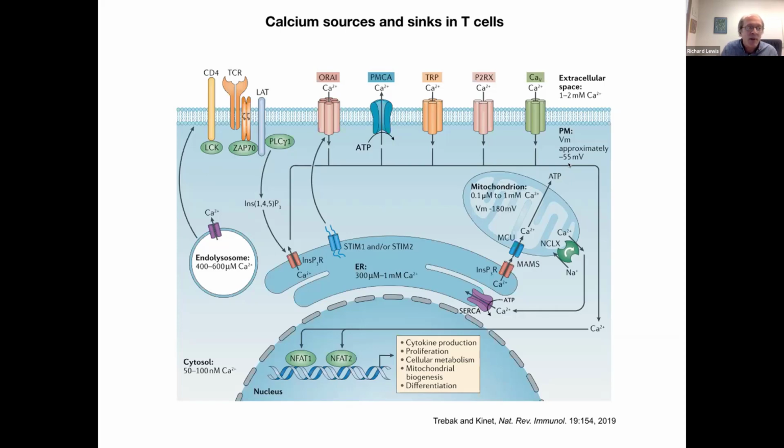Mitochondria have an even higher electrical gradient driven by the electron transport chain, about minus 180 millivolts, that drives robust entry of calcium through the mitochondrial uniporter, MCU. And this allows mitochondria to accumulate calcium to high levels and, as we'll show later, affect calcium-dependent processes that are located nearby.